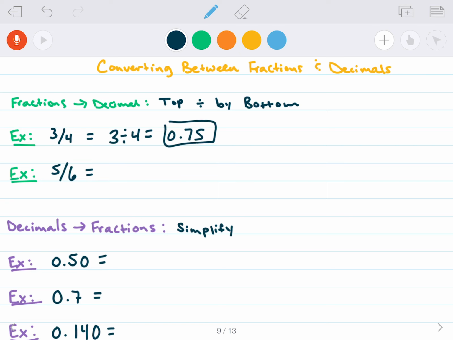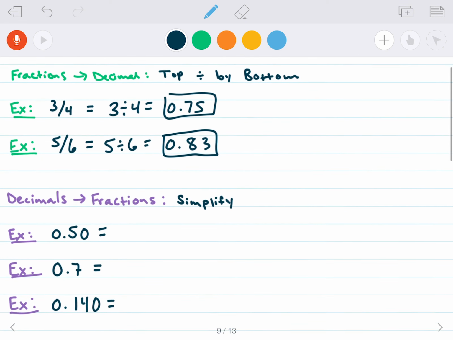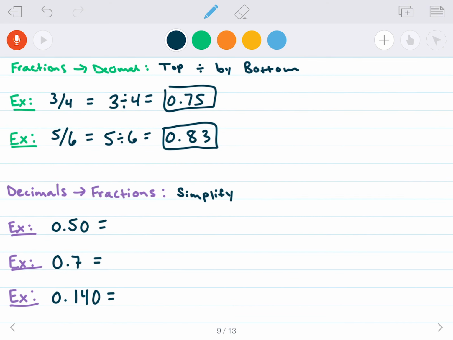Okay, 5 over 6 is the same thing as 5 divided by 6. So 5 divided by 6 is 0.83. Okay, so that's how we go from fractions to decimals. Pretty easy, just using a calculator. Now, if we want to go from decimals to fractions, we need to basically see where it terminates, it ends.